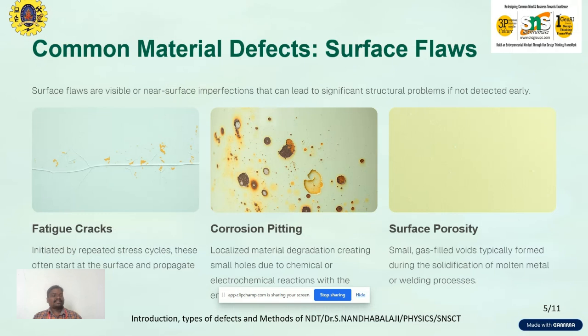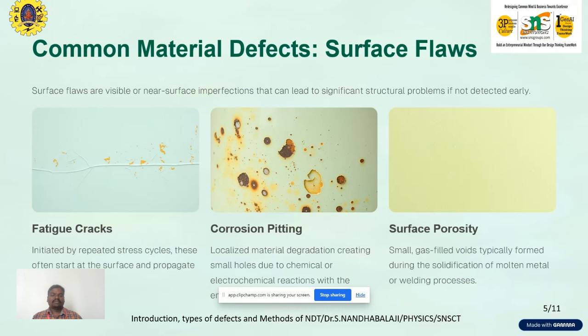Fatigue cracks, initiated by repeated stress cycles, these often start at the surface and propagate over time. Corrosion pitting, localized material degradation creating small holes due to chemical or electrochemical reactions with the environment. Surface porosity, small gas-filled voids typically formed during the solidification of molten material or welding processes.